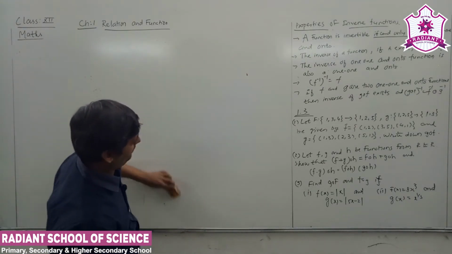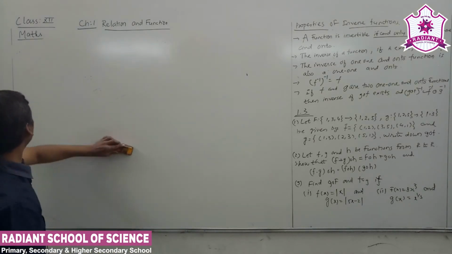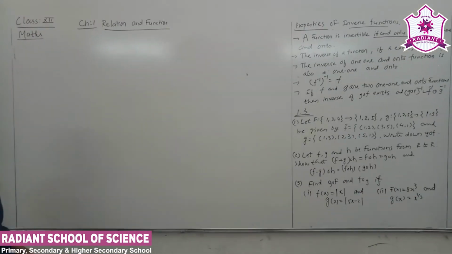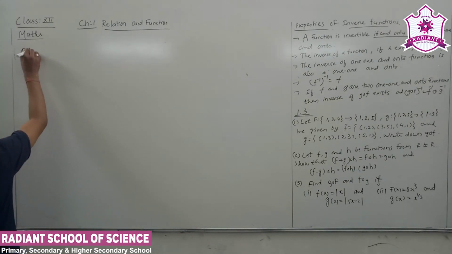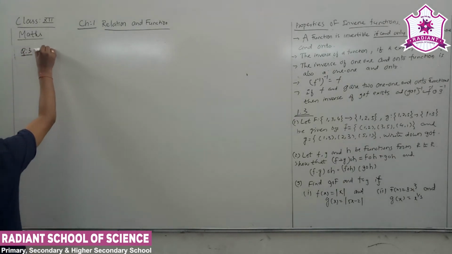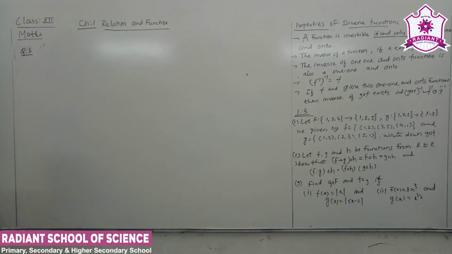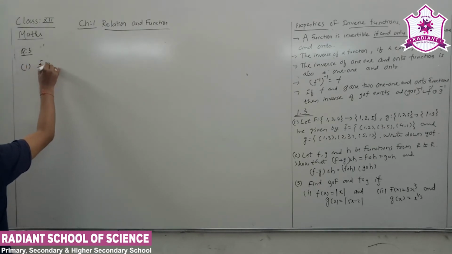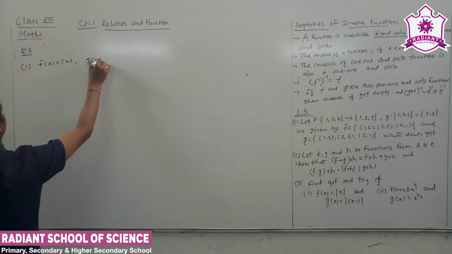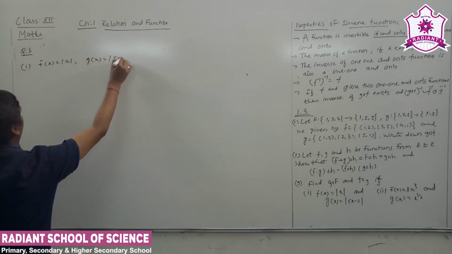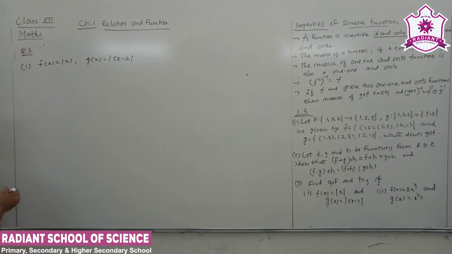So now question number 3. First, simple. I need FOG and GOF both. So first, number 1, function f of x is equal to mod x and g of x is equal to mod of 5x minus 2. Okay, so now let's start.